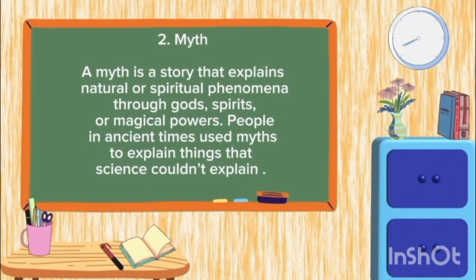The second type is myth or mythos. A myth is a story that explains nature or spiritual phenomena through gods, spirits, or magical powers. People in ancient times used myths to explain things that science couldn't explain.